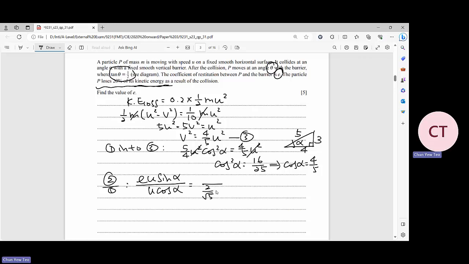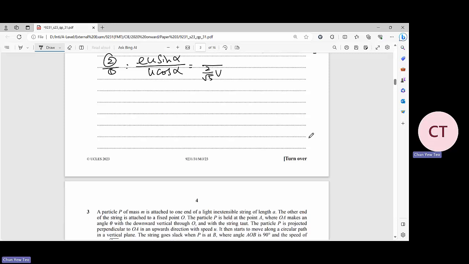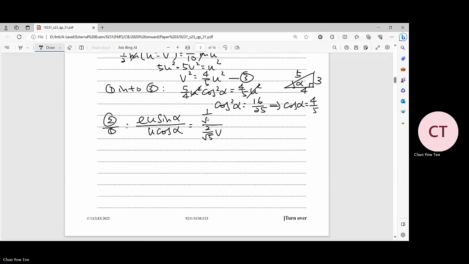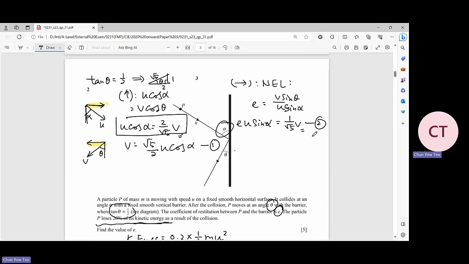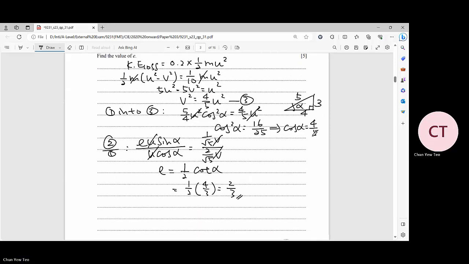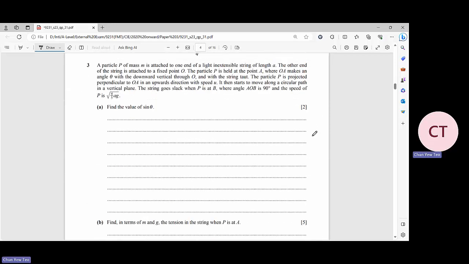Then just now the numerator is 1/5 v. Cancel the v, cancel the u. You have e equals to half cot alpha. So cot alpha, you can refer here. Cot alpha is actually 4/3. So your e will be 2/3. Just like that. Done for this question number 2. Okay, so now we move on over here.